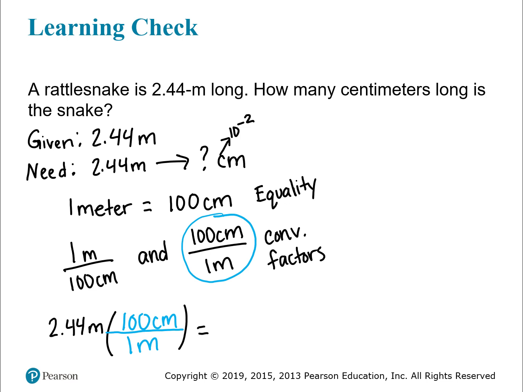Don't touch your calculator. I want you to first make sure your units cancel. We've got meters on the top and meters on the bottom. You have to have one on the top and one on the bottom in order to cancel. And what you're left with is centimeters. You double check, is that what I'm looking for? Yes, I want centimeters at the end. Now you do the math. 2.44 times 100.